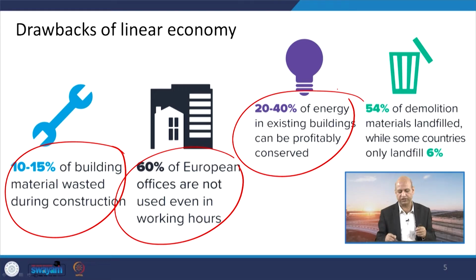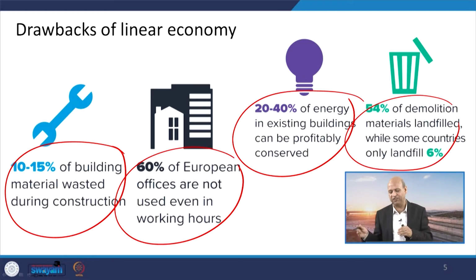20 to 40% of energy in existing buildings can be profitably conserved. That means there is over-consumption of energy. There is no need, but we are using energy devices or lights and many things which are not needed. That means we are wasting energy. Whenever we are wasting some resource or energy, we are basically pressurizing resource excavation, mining or usage of those resources. 54% of demolition material is landfilled, and in some countries it is only 6%, depending upon what kind of economic models they follow and what stage of economic development they are at.